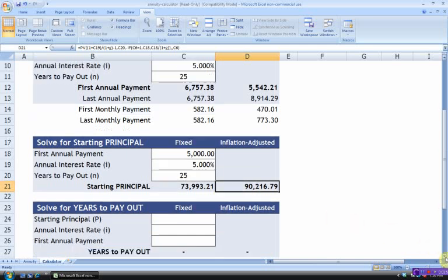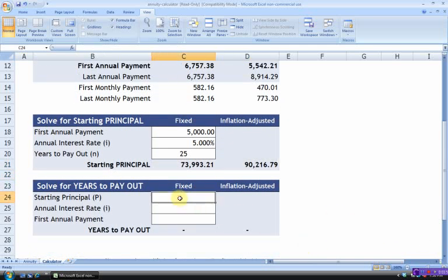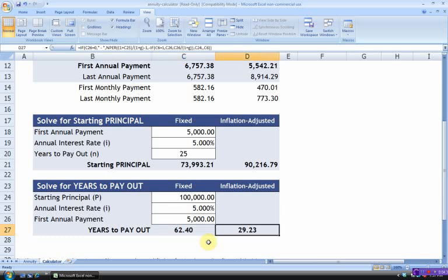Finally, scrolling down a little more, we have a calculator for solving for the years to pay out, the number of years. So effectively the length that the annuity will last. So you can see that you have a starting principal amount of $100,000 again, an annual interest rate of 5% again, and we'll say our first annual payment is going to be $5,000. And you can see that in a fixed annuity, the annuity will last more than 62 years, but for an inflation adjusted annuity, it will last just over 29 years.